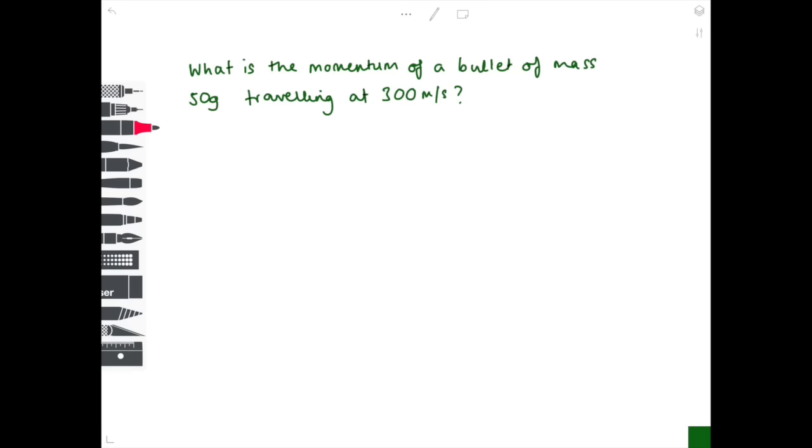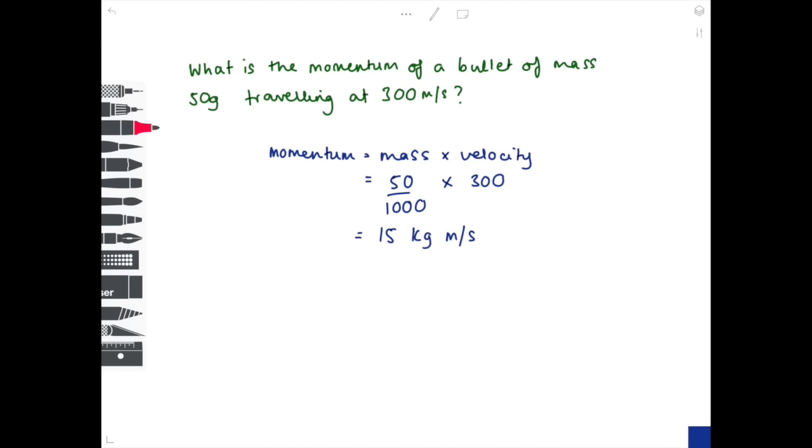What is the momentum of a bullet of mass 50 grams travelling at 300 meters per second? So momentum is given by this equation, which is momentum equals mass times velocity. This is a nice straightforward example. The only thing to notice is you need to convert your grams into kilograms. We do that by dividing by 1000, times the velocity, which has been given as 300, and our final answer is 15. Notice the units, which are kilograms meters per second. We can see that if we have a look at the equation: mass is kilograms, velocity is meters per second, so I'm just putting them together to get my unit.